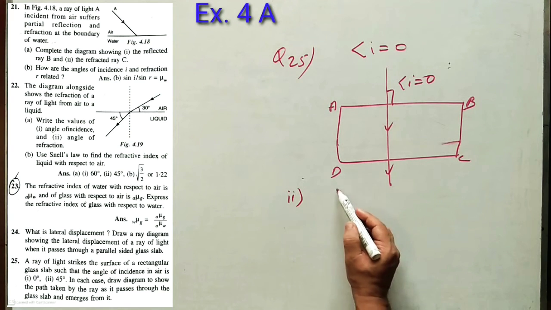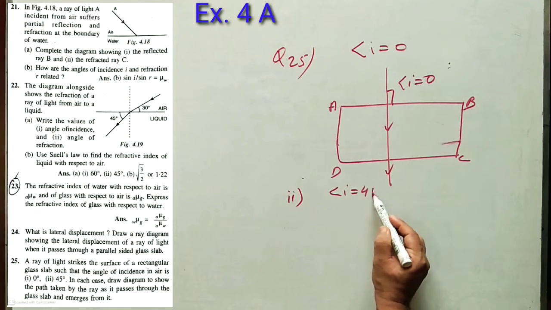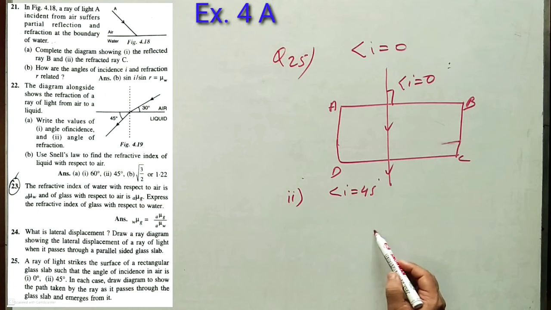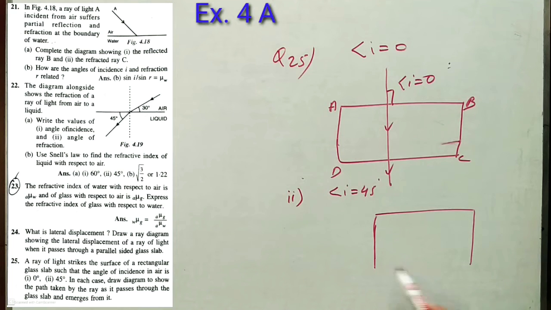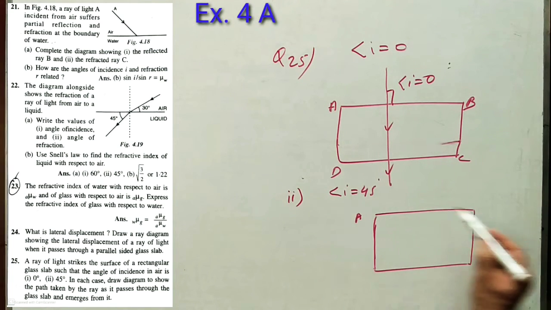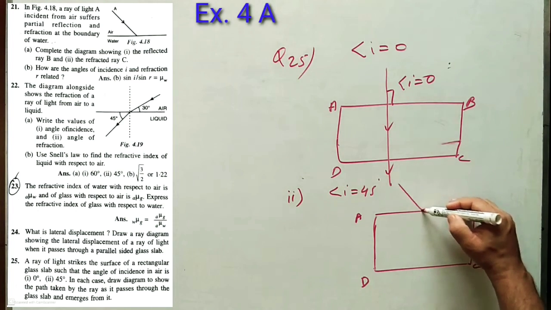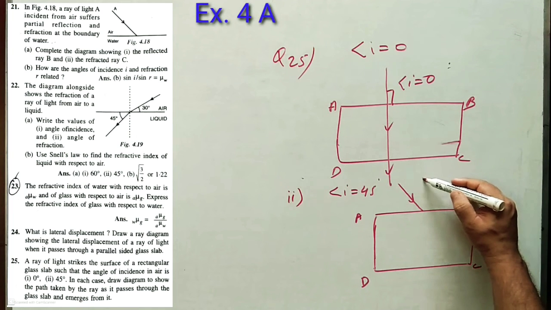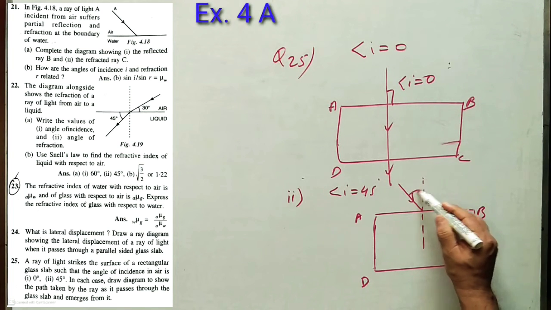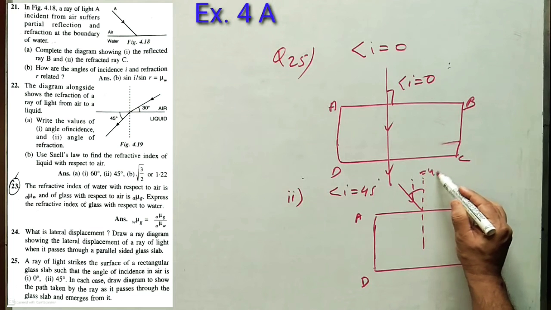For angle of incidence 45 degree, we can draw a glass slab over here. With the help of a scale, draw a neat ray diagram. Glass slab A, B, C, D, and a ray of light being incident at the surface AB at an angle of incidence, angle I equal to 45 degree.